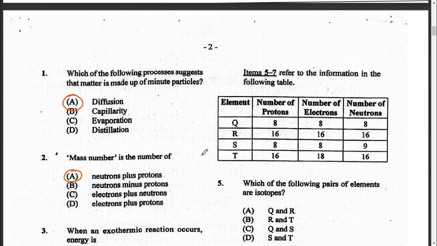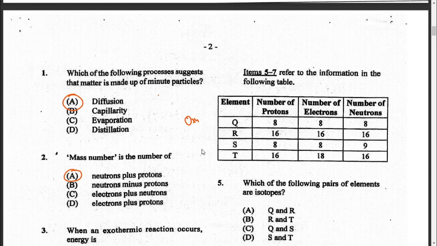Items 5 to 7 refer to the information in the following table. You're given the table. Question 5. Which of the following pairs of elements are isotopes? All right, so let us look at it. Remember that isotopes are atoms of the same element with the same number of protons, same number of electrons, but different number of neutrons or different mass number. Q would be the oxygen atom. R is the sulfur atom.